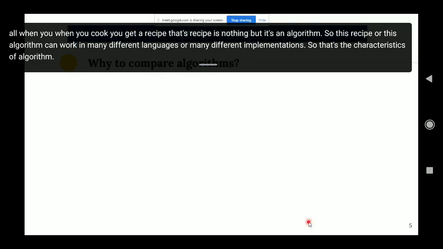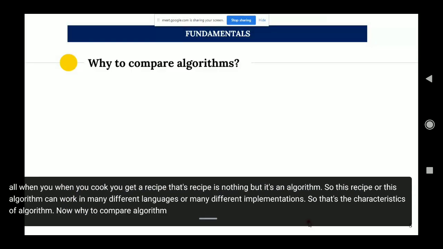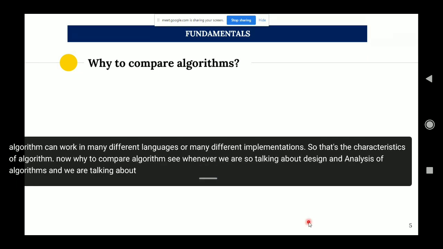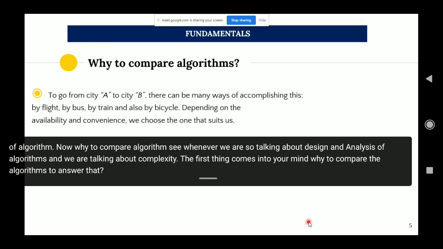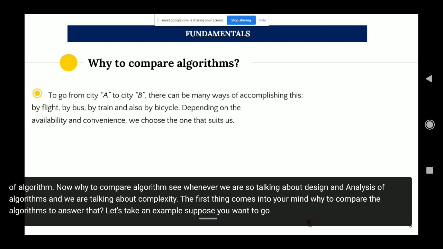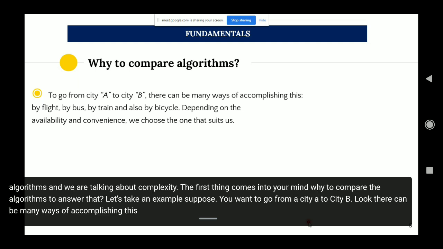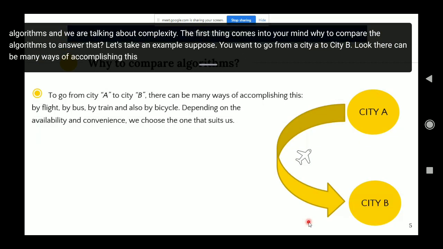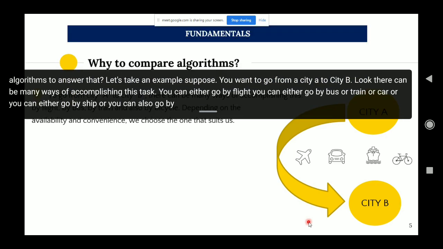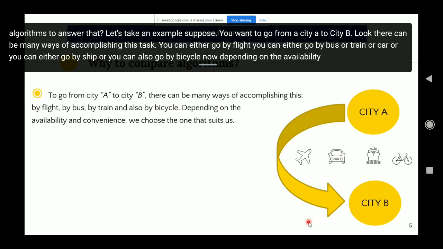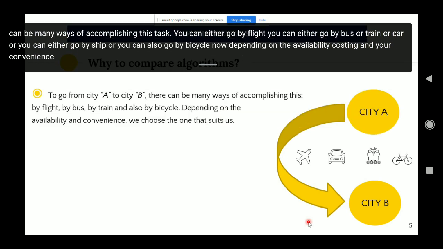Now, why compare algorithms? Whenever we are talking about design and analysis of algorithms and complexity, the first thing that comes to your mind is why to compare algorithms. To answer that, let's take an example. Suppose you want to go from city A to city B. There can be many ways of accomplishing this task. You can go by flight, bus, train, or car, or you can go by ship, or you can also go by bicycle. Depending on availability, cost, and your convenience, we choose the one that suits us.